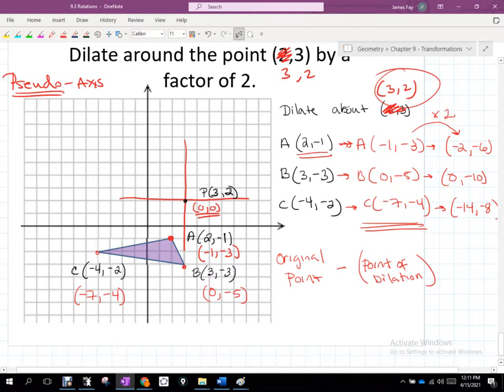So you take your original point, subtract your point of dilation, then apply the dilation factor, which in this case was 2.